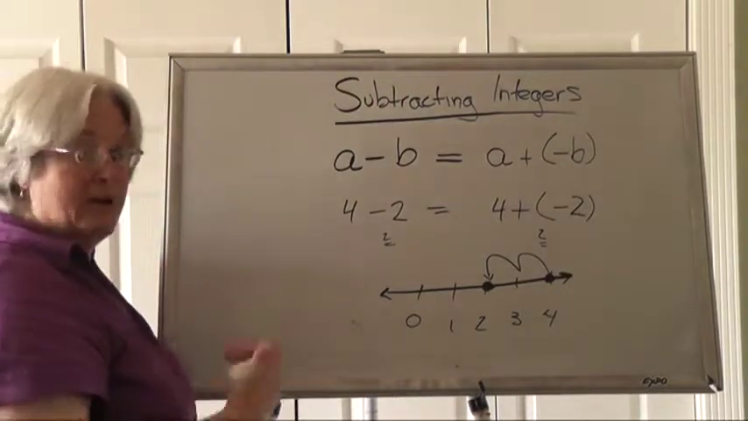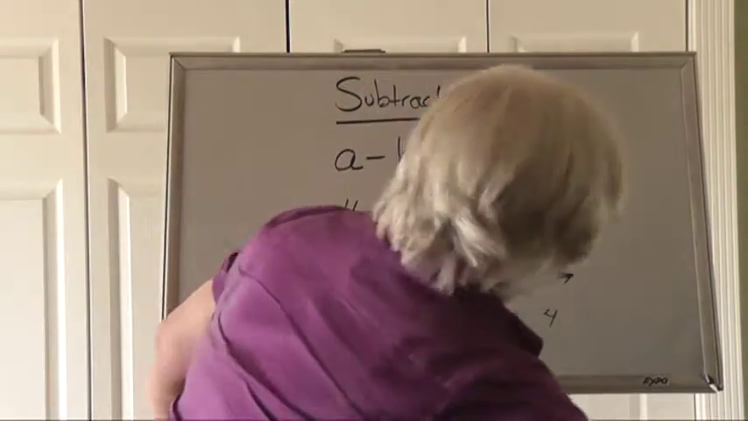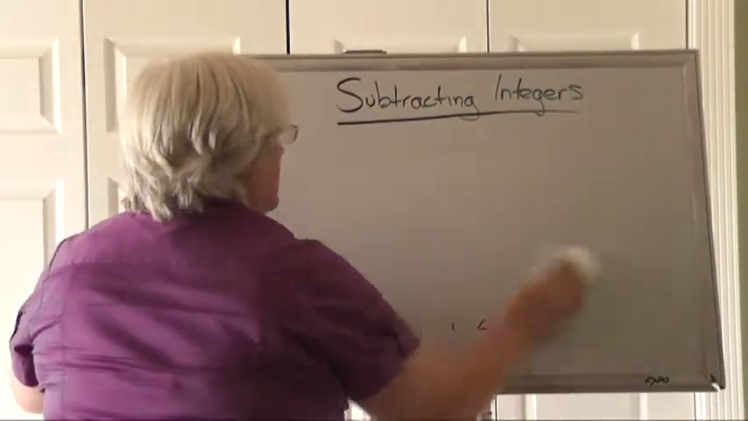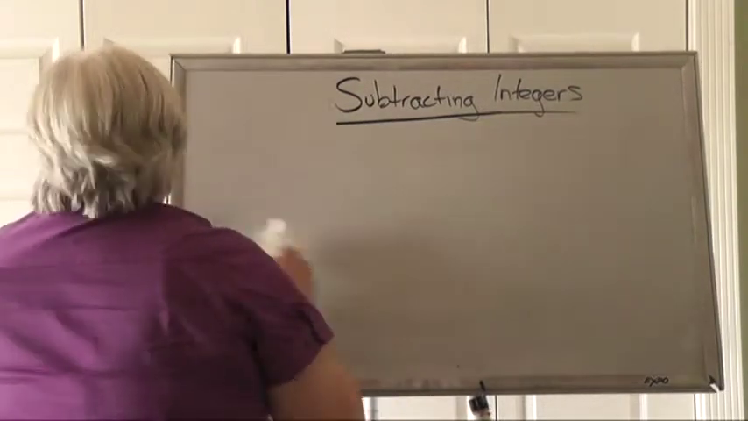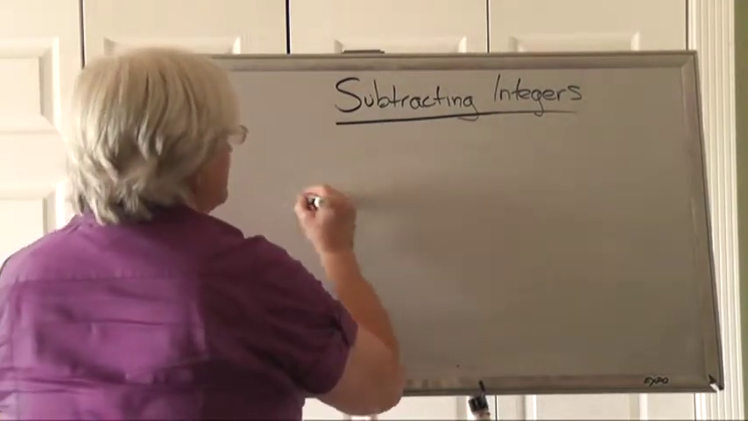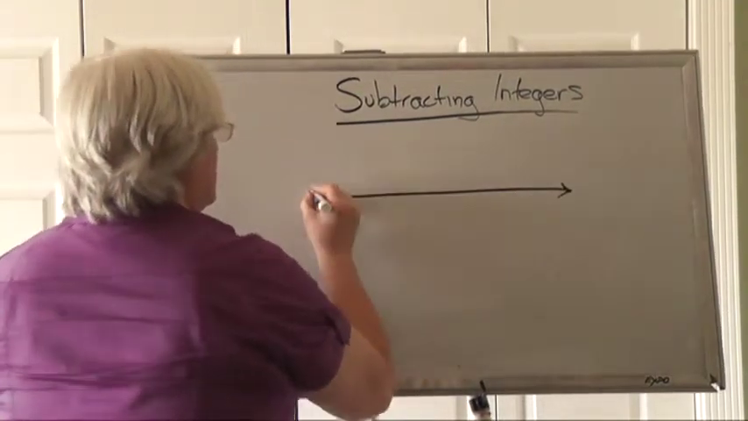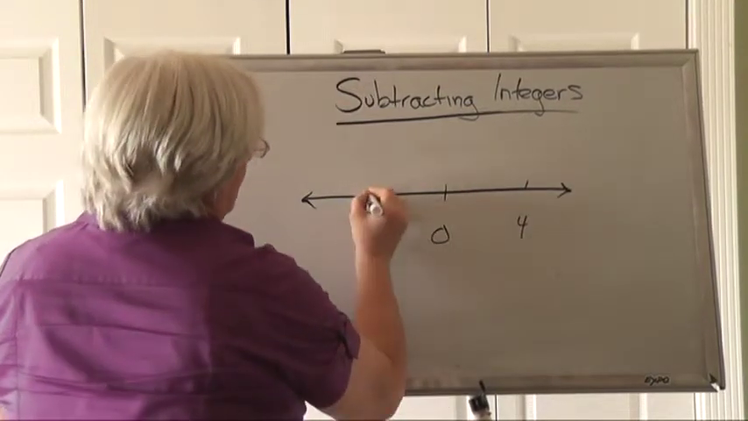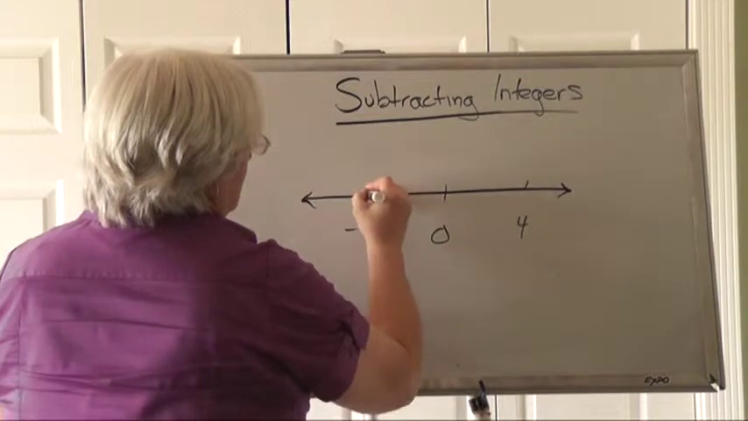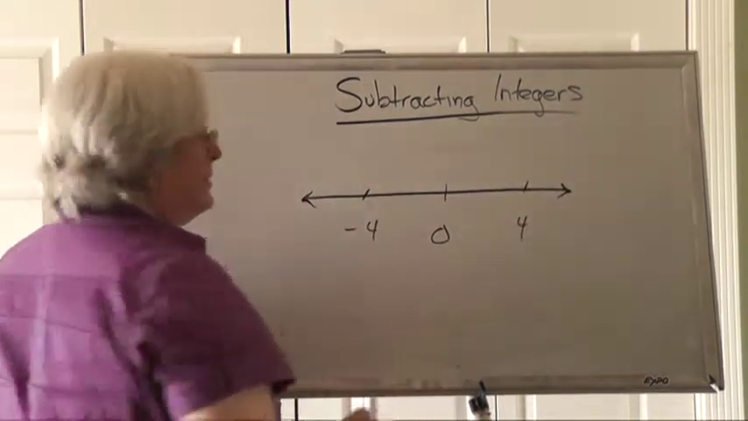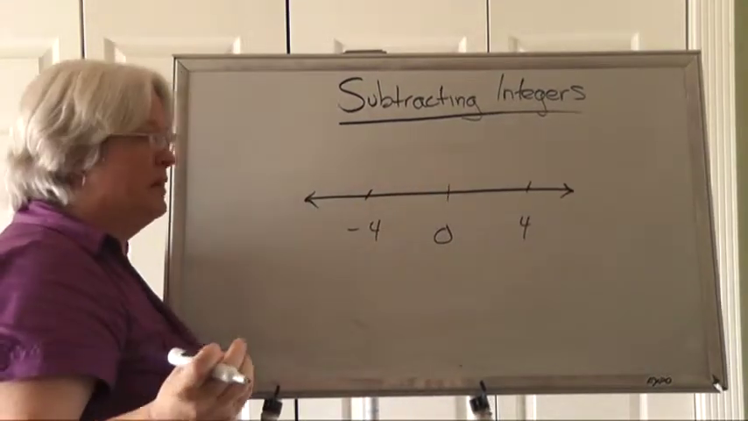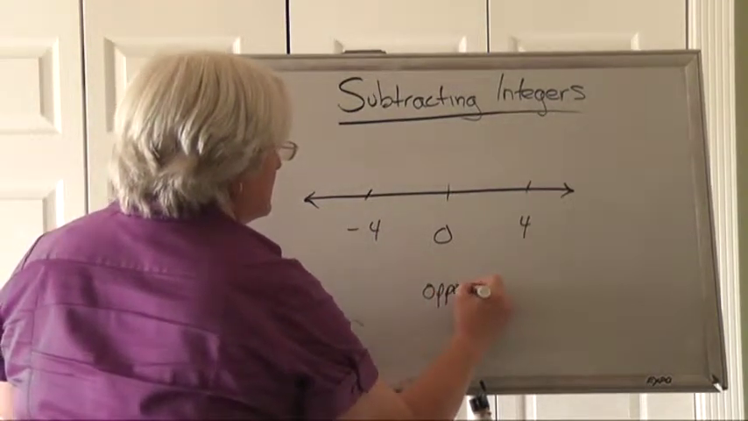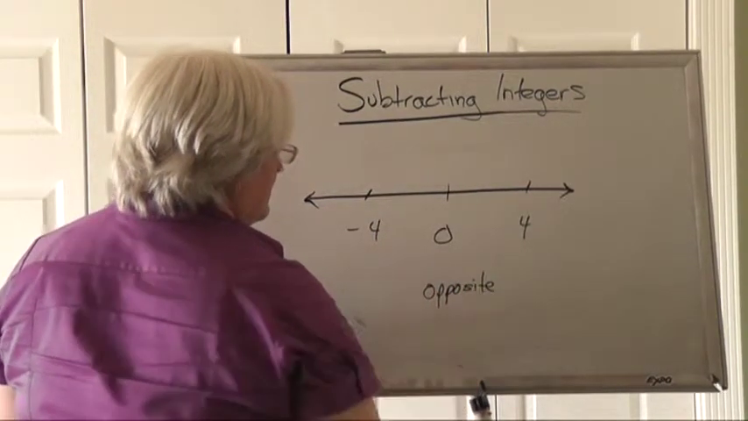And key to being able to do subtraction like this is remembering what the opposite of a number is. So let me erase this and remind you using our number line what the opposite of a number is. If we have 0 and we have 4 and we have a negative 4, the opposite of a number is the number that is the same distance from 0 in the opposite direction.